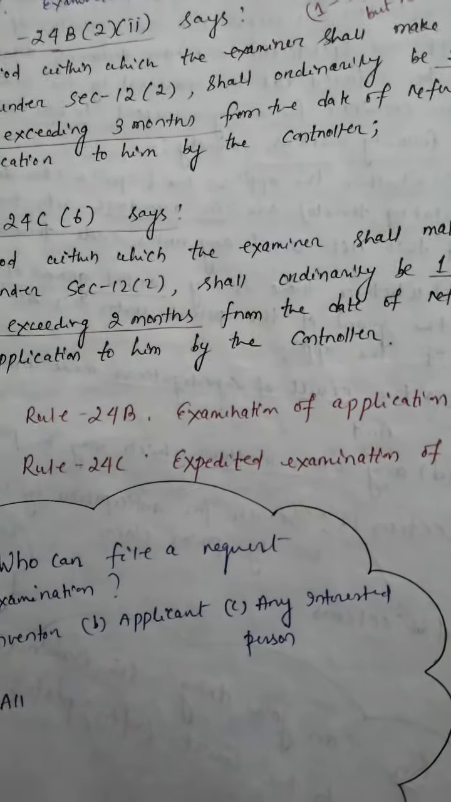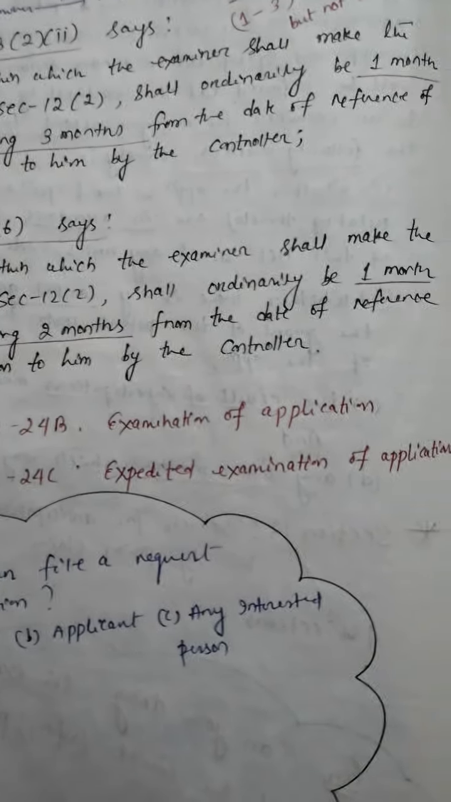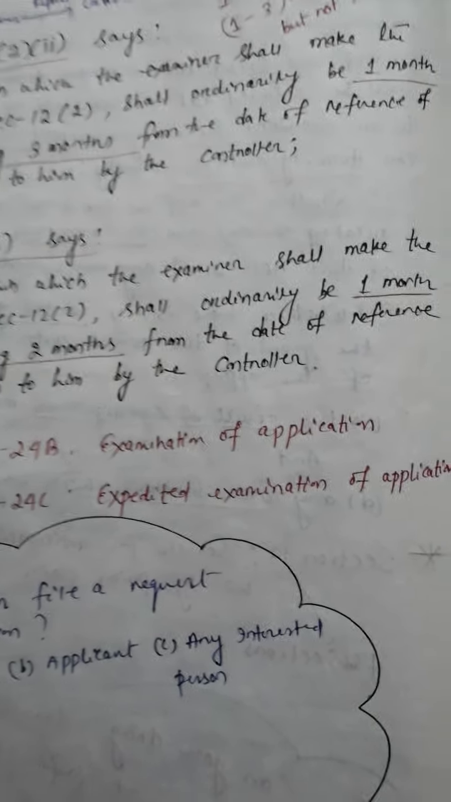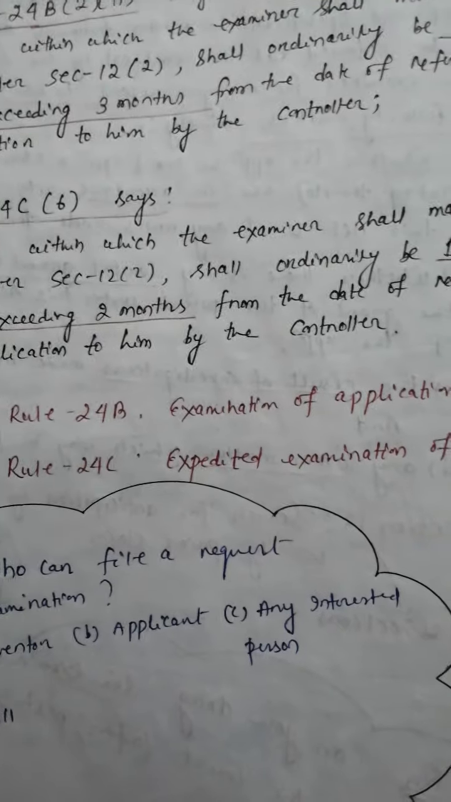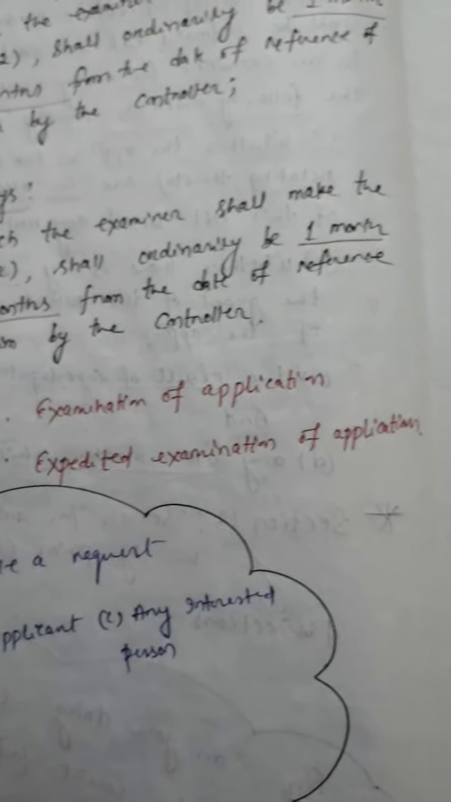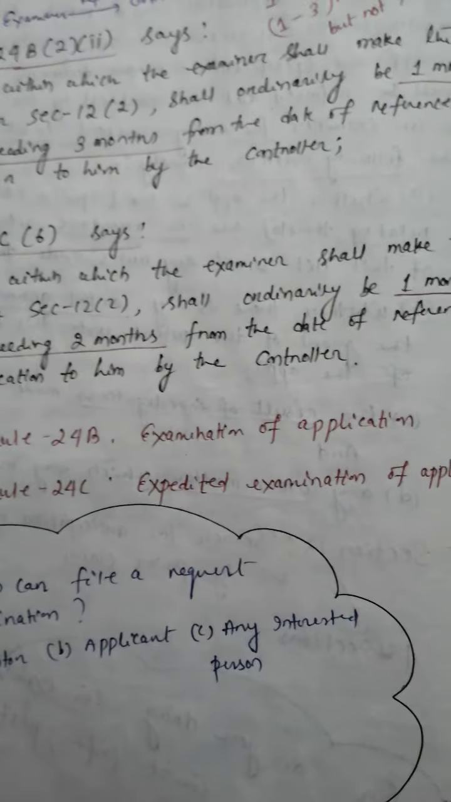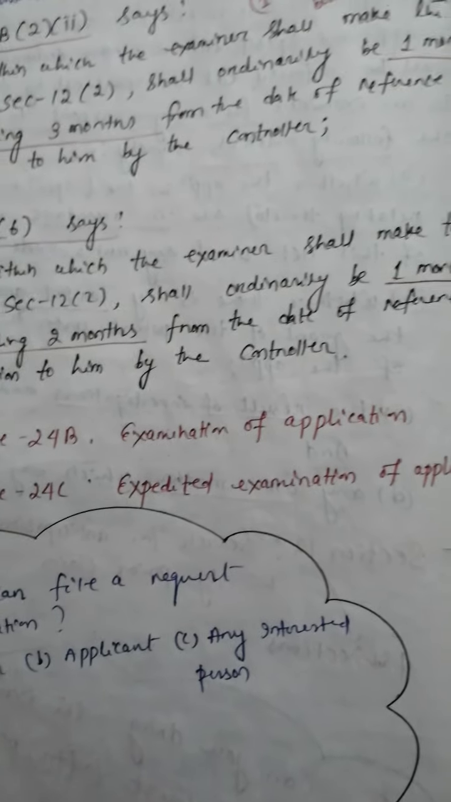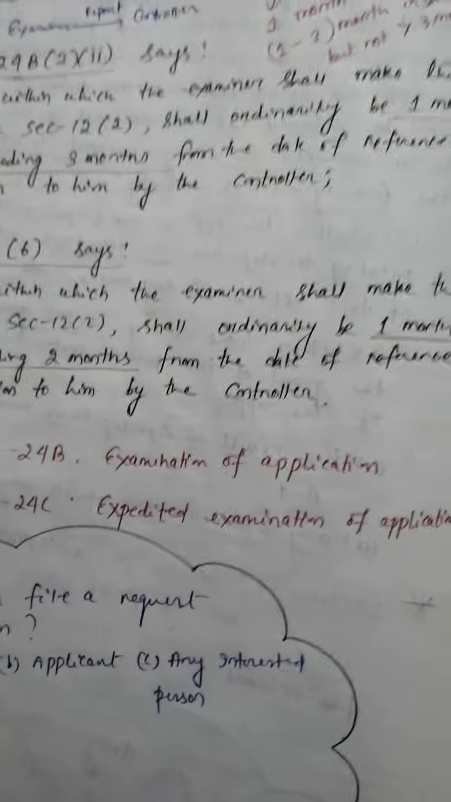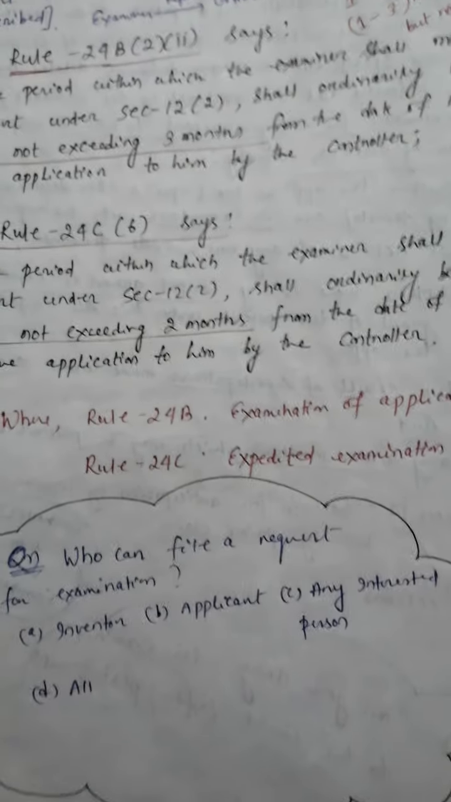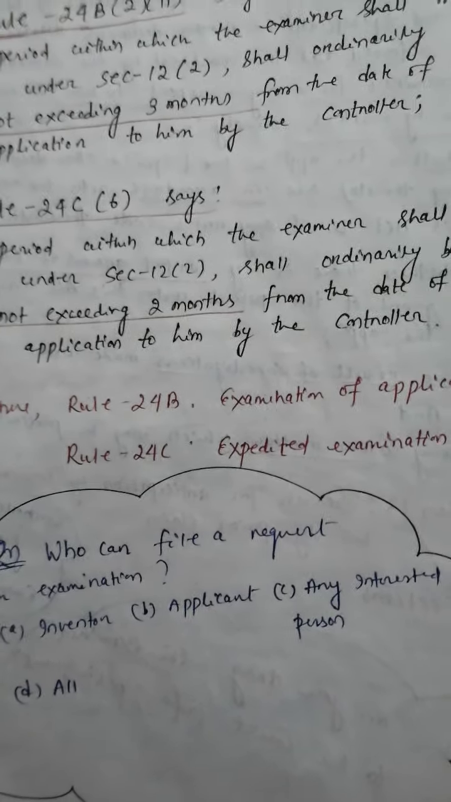Because we know the title of rule 24B is examination of application. This is taken as ordinary examination, and rule 24C is expedited examination of application. So find out the difference. Expedited examination means faster or quicker examination, so it should take less time, right? So this way all the subsections of section 12 are completed.